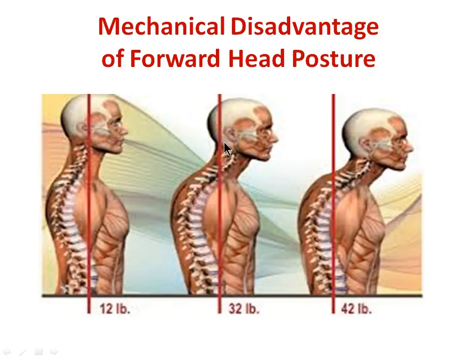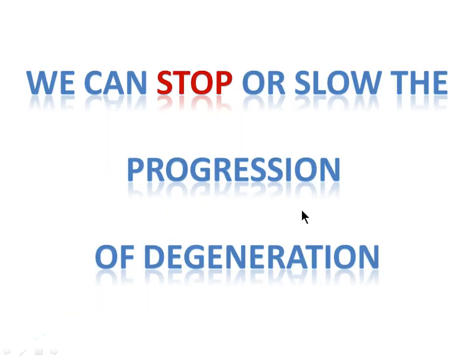Now, the interesting thing is, as the head moves forward, the average head weighs 12 pounds, but as it moves forward, you lose the mechanical advantage, and it actually weighs more, or at least it puts more pressure on the vertebral structures and the muscles. So it goes from 12 pounds in its actual weight to a perceived weight of 32 and 42 pounds. So for some of you, it's almost like someone's behind you pushing your head forward. That's why you have so much fatigue.